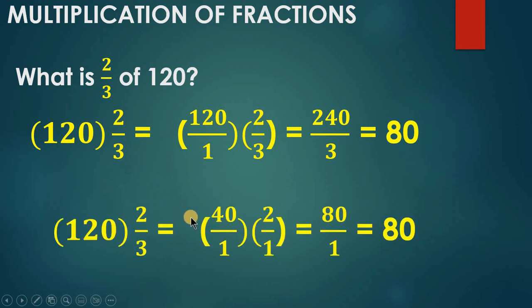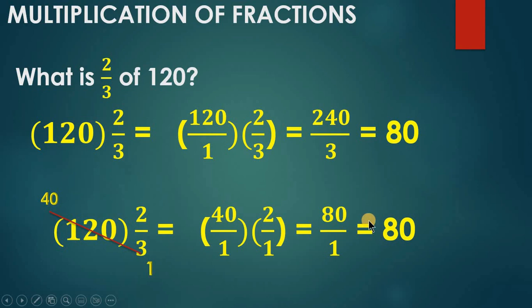Ngayon kung gusto natin i-shortcut, okay, ito yung shortcut niya. So the greatest common factor of 120 and 3 is syempre 3. Ayan. 120 divided by 3, so we have 40. And then 3 divided by 3, so we have 1. So ito na yung natira. So 40 times 2, ayan. Then 1 times 1, so we have 1. 40 times 2 is 80. So 80 divided by 1 is 80. So ayan. Okay, so naintindihan kung paano mag-multiply ng fractions. Okay, sana naintindihan. Okay, so let us now proceed to division of fractions.